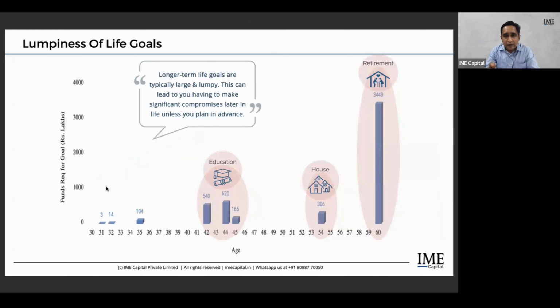We have done this time and time again whenever we have looked at creating a financial plan for investors. You've constantly noticed that not only are some of your goals very lumpy in terms of overall size, but they also tend to come all together. So you have very large expenses such as retirement, your kids' education, the purchase of a house, very often all coming together at later stages of your life. This can make it very difficult to plan for unless you have planned in advance.